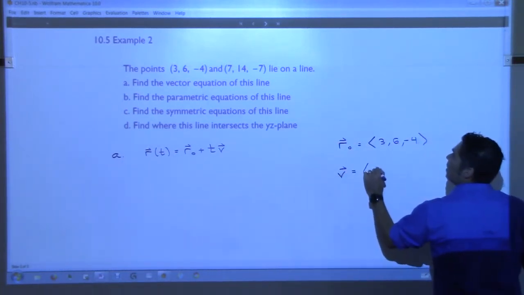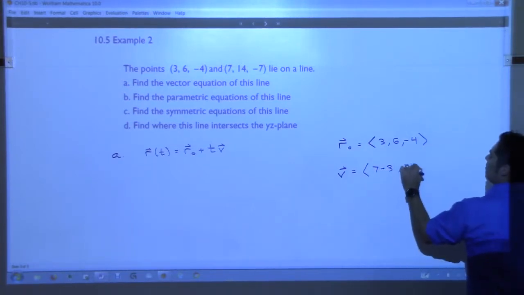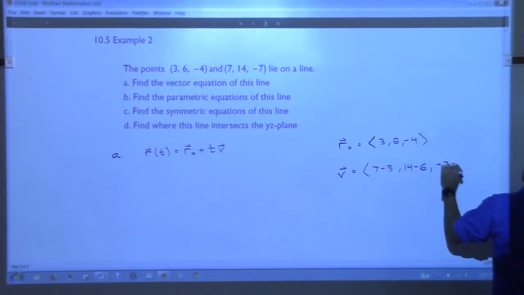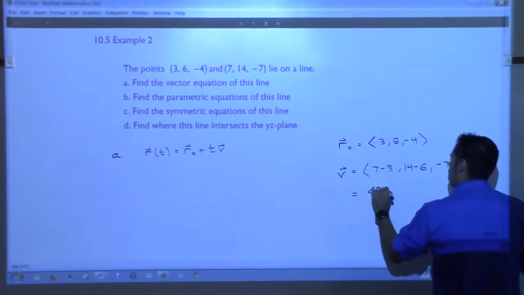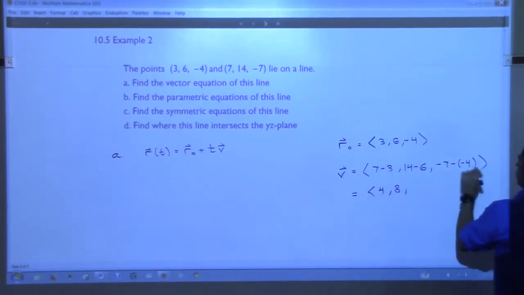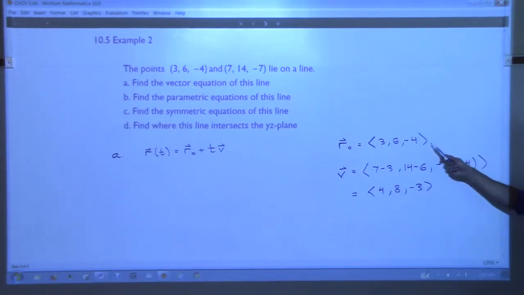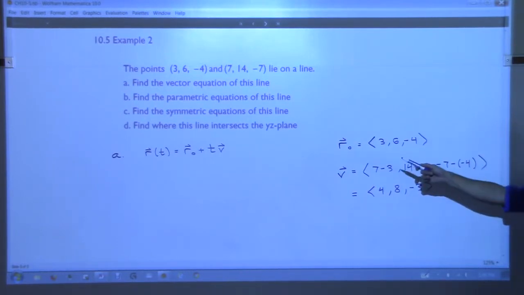Yep, I would go 7 minus 3, comma, 14 minus 6, right? And then negative 7 minus negative 4. And this will be my direction vector. 4, 8, what's that, negative 3? Everyone agree? Okay, that's it. I have the initial position vector, and then I have the vector that's parallel to my line. And so if I put it together over there, I'll have my vector equation of the line.